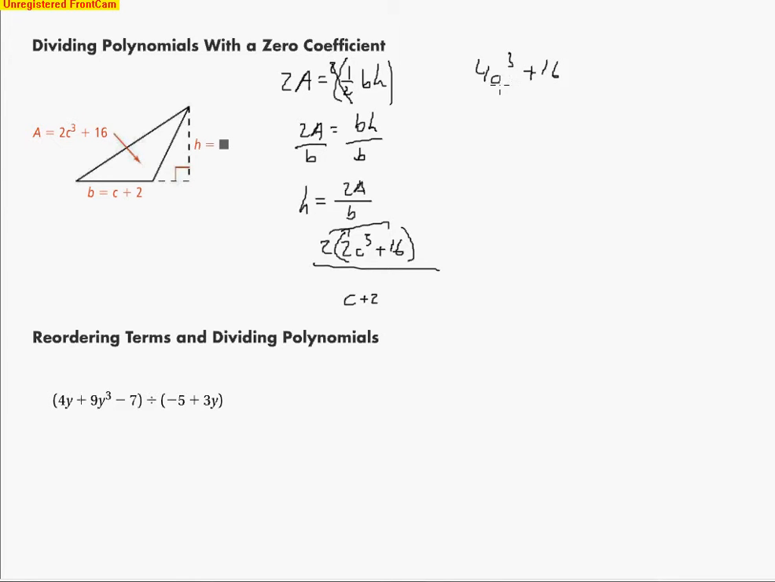So what I'm going to end up doing now is I'm going to divide. I'm not sure how many times c plus 2 goes in there. Not sure. This doesn't factor very well. It looks like a difference of squares, but it's not. It's a sum, and this isn't even a perfect square.